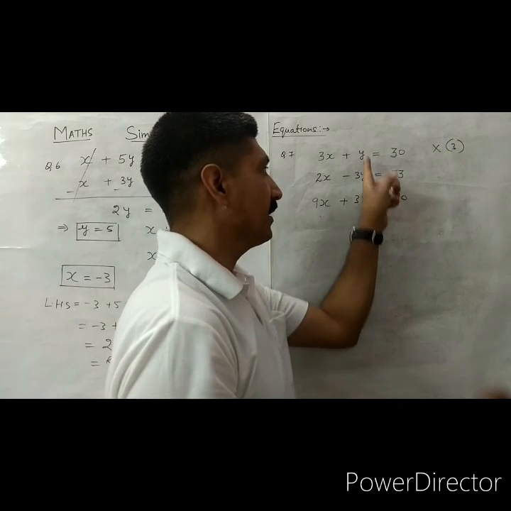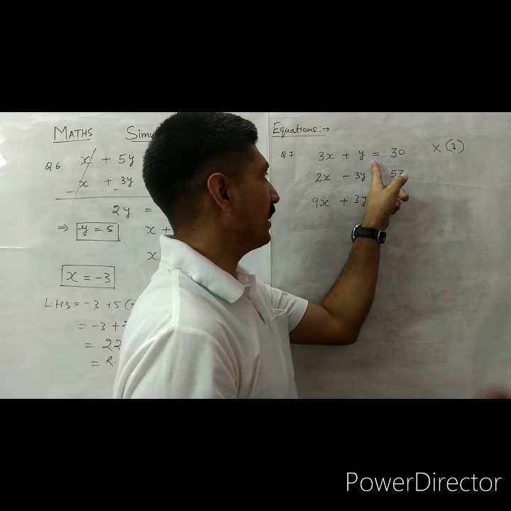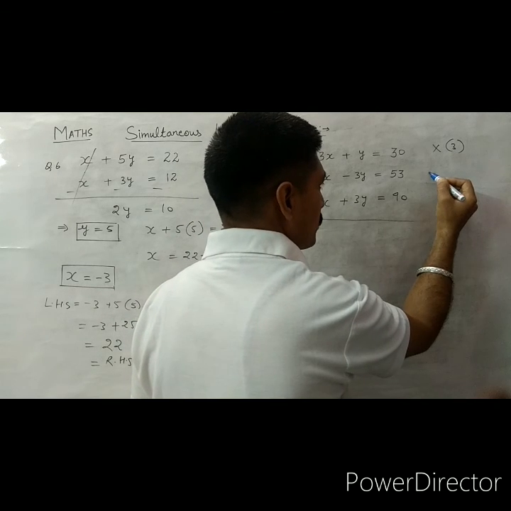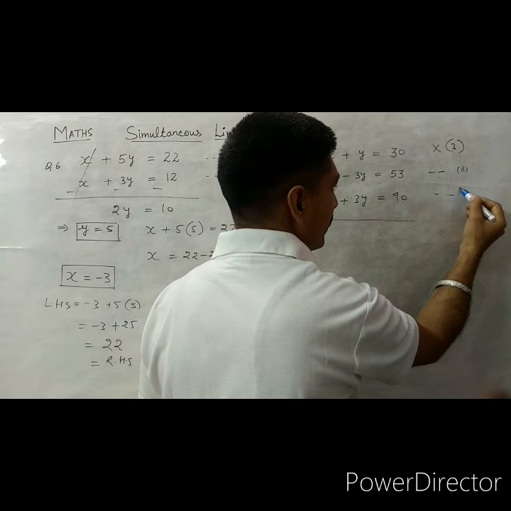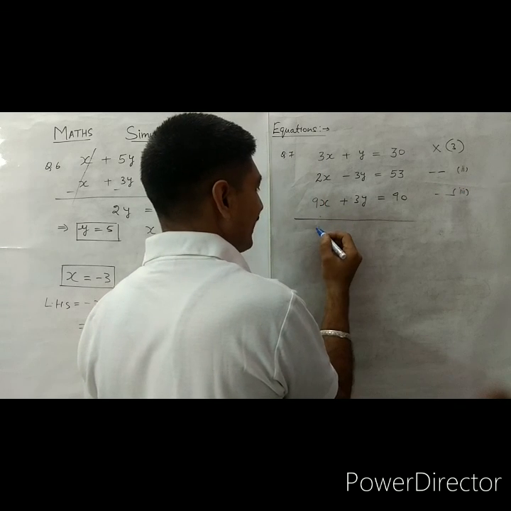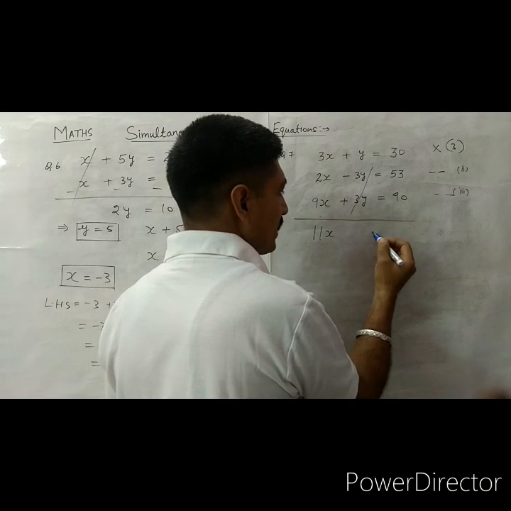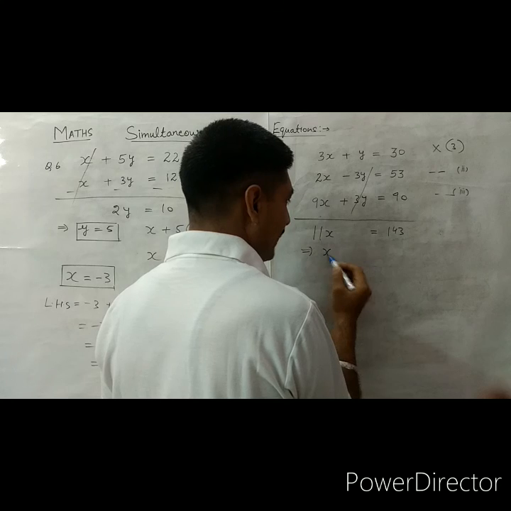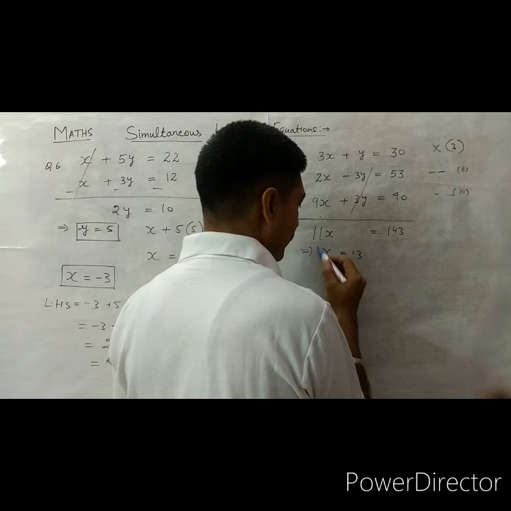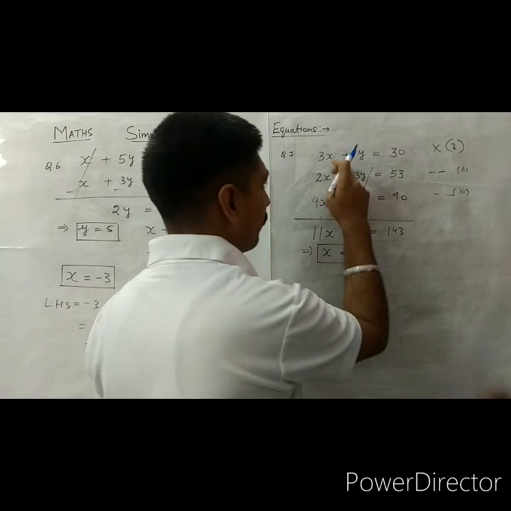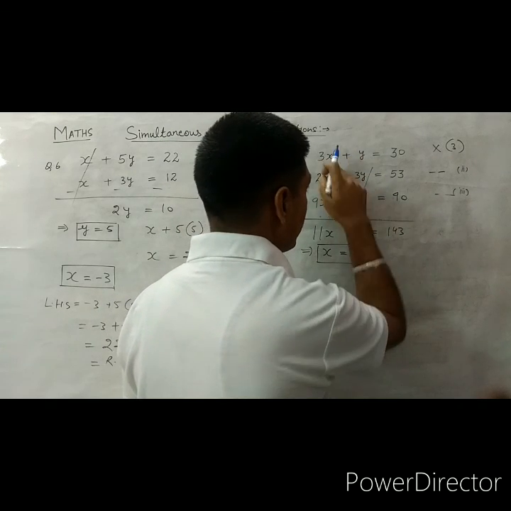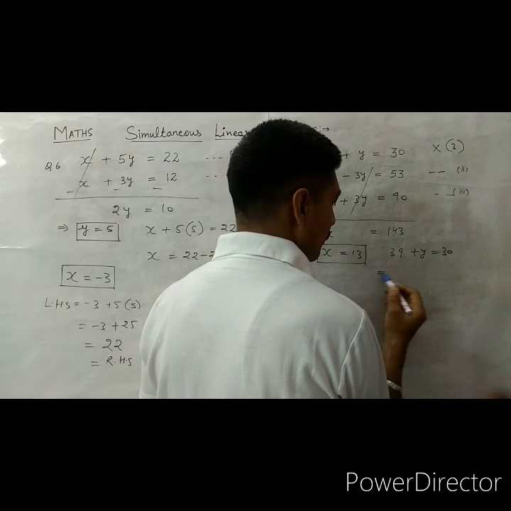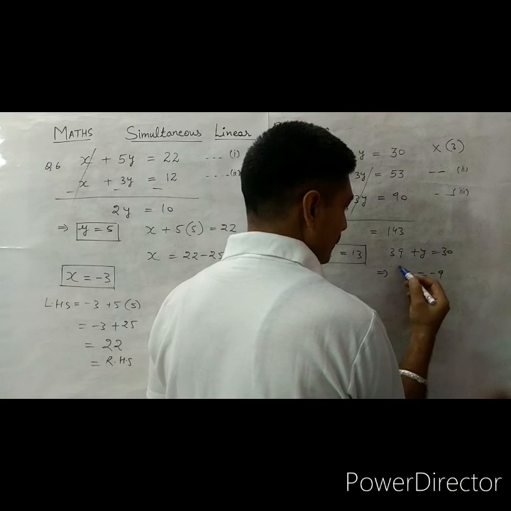We want to eliminate y. So we have 9x plus 3y is equal to 90. So adding, this is equation number 2 and this is equation number 3. Adding 2 and 3, we get 11x is equal to 143. So this implies that x is equal to 13. Similarly, putting the value of x in any of the equations, 3 into 13 is 39 plus y is equal to 30. This implies that y is equal to minus of 9.